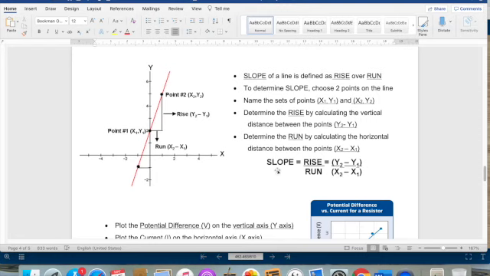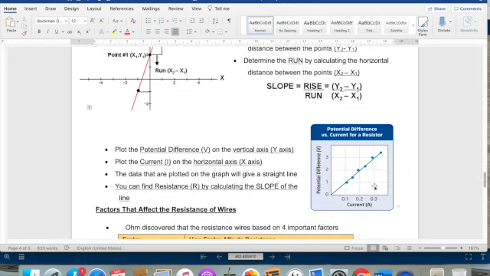And then what that tells us, the slope of a line, if we plot it current versus potential difference, will tell us the resistance. If we plot those two things together and we find the slope of that line, the slope of the line will be the resistance for the circuit, which is pretty interesting, right? And that's why it's called Ohm's law. This is what George Ohm did. He plotted these things on a graph, and that's what he found.